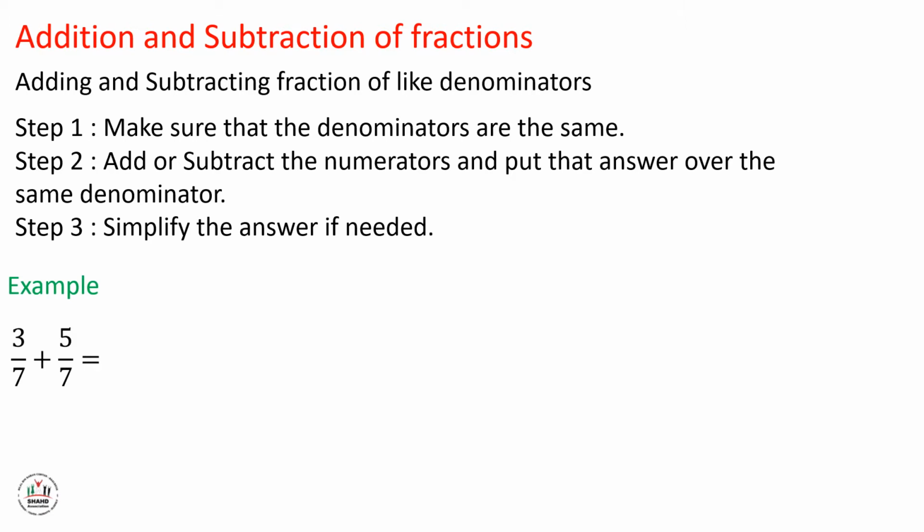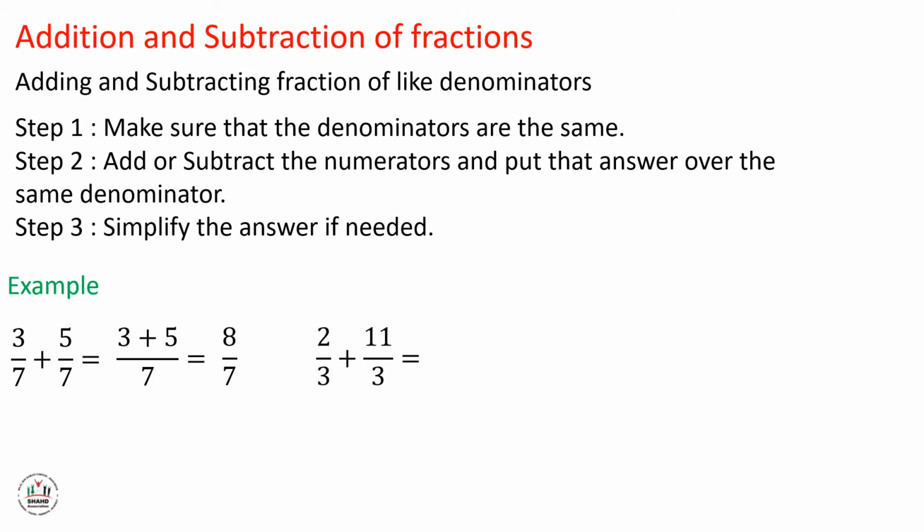Let's solve this example. 3 over 7 plus 5 over 7. So we only need to put 7 in the denominator as a common denominator, of course, and to write 3 plus 5 in the numerator. And the answer will be equal to 8 over 7. So you only need to put the common denominator and to add the numerators.